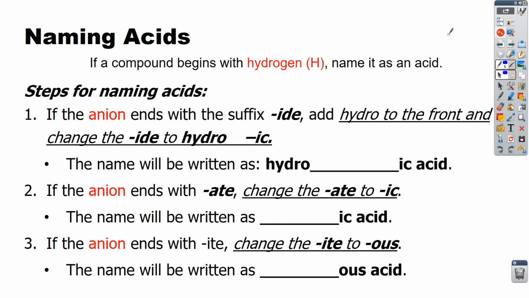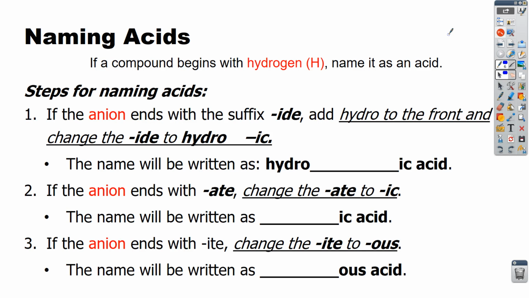All right, today we're going to learn how to name acids. If a compound begins with hydrogen, we're going to name it as an acid. Now, just because it begins with a hydrogen doesn't mean it is always an acid, but for this unit, that's the rule that we're going to use.